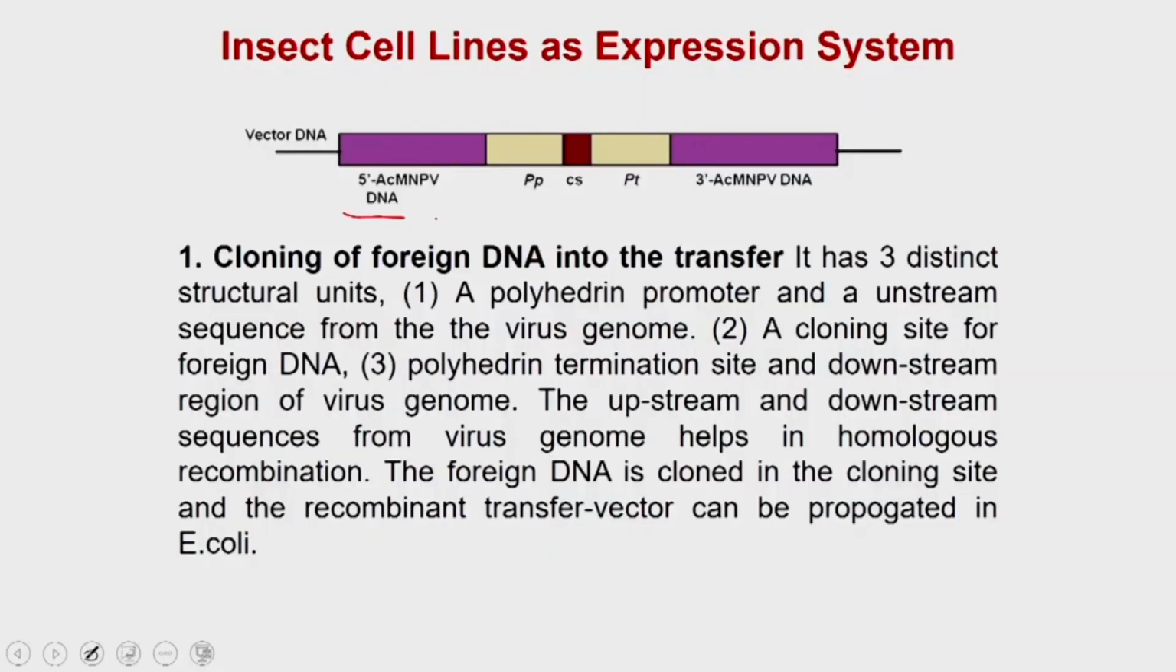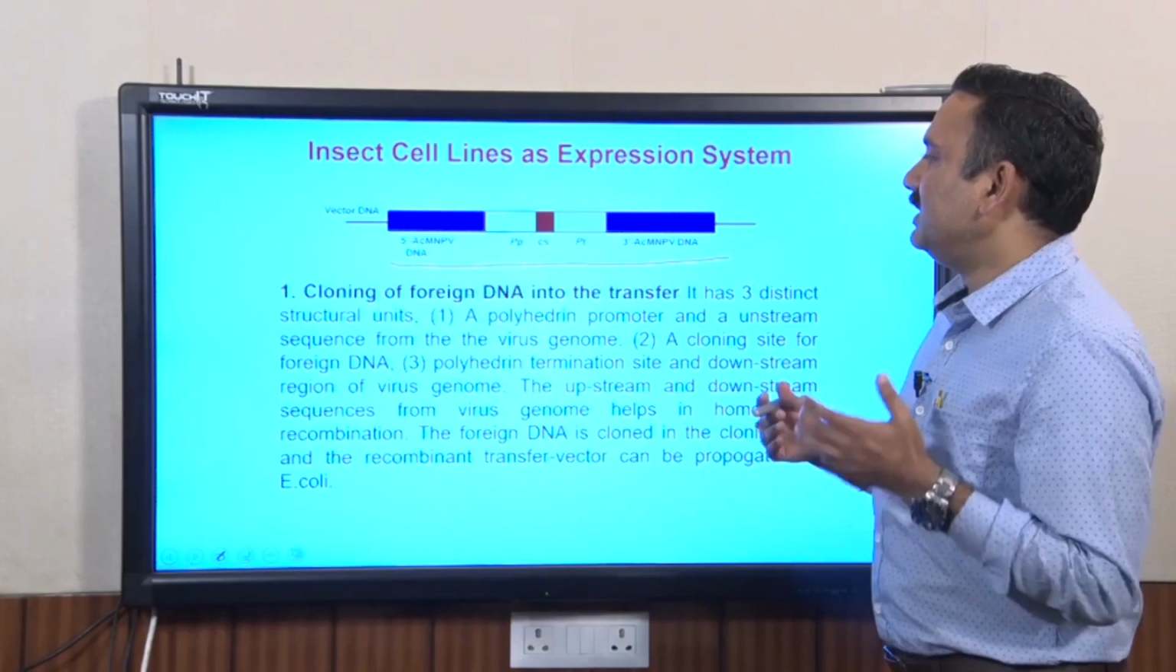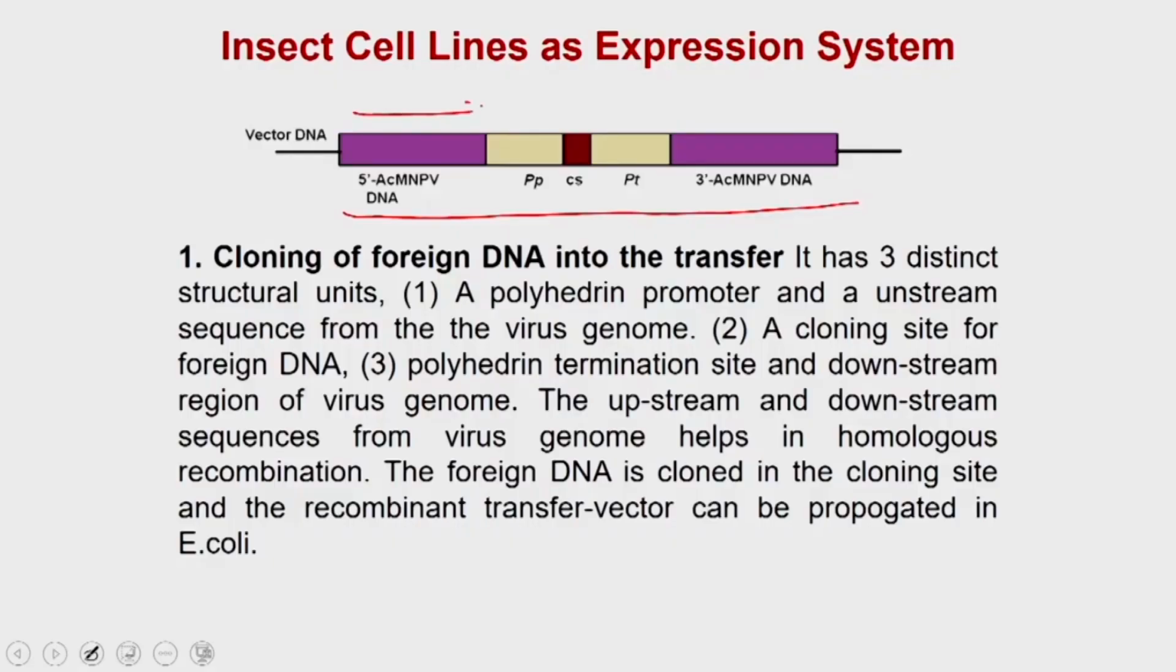We have already discussed the design of the vectors which are available in the baculovirus expression system. In the baculovirus expression system, you have a vector which contains flanking sequences from the virus. So, you have the N terminus flanking sequences, you have the C terminus flanking sequences. In between, you have the polyhedrin promoter. Then, in front of the promoter, you have the cloning site, and next to the cloning site you have the polyhedrin termination site.